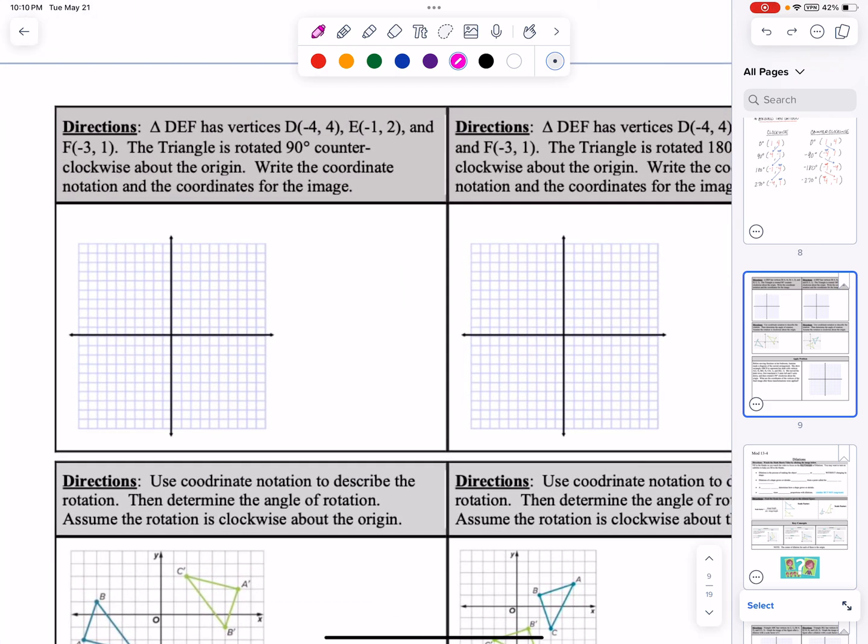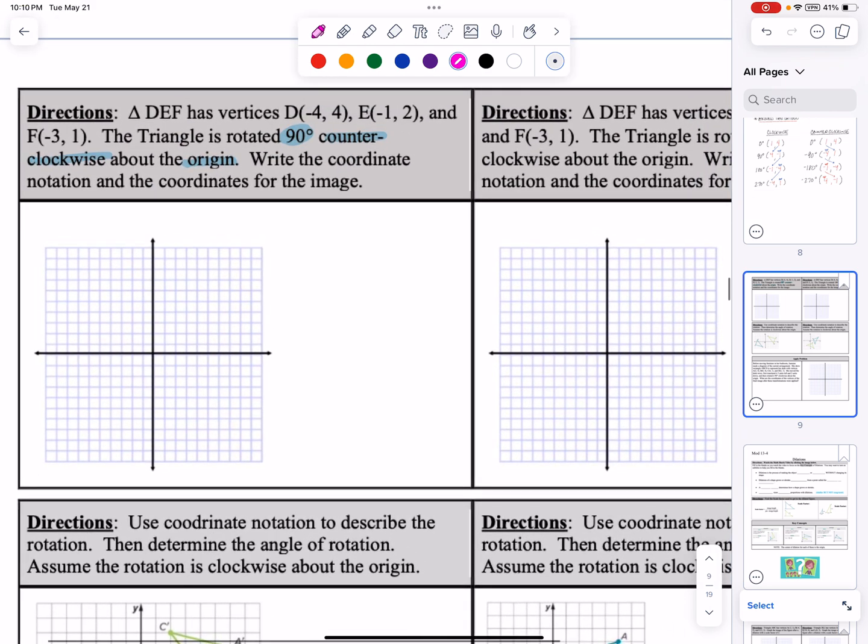So let's go ahead and try some of this out. Triangle DEF has those vertices, and then it's rotated, and they're telling you how it's rotated and what it's rotated around. So the things to focus on is rotated 90 degrees counterclockwise, origin. They want us to write the coordinate notation and the coordinates for the image, so both of those things. So let's go ahead and start by plotting these points.